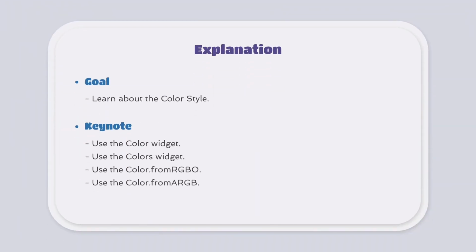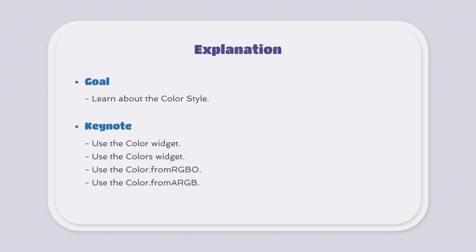In this lesson, we are going to learn about color style. Color style makes your app more visually appealing. There are 4 ways to use color style. First, we can set the color using hex code. Second, we can set the color by color name.